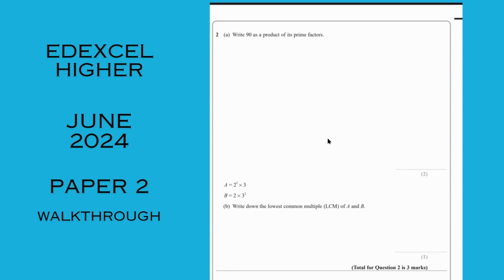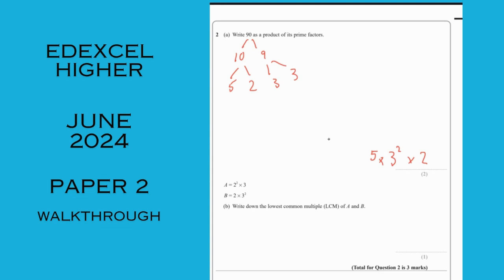2a, product of prime factors, good old factor trees. Whenever I see a 0 on the end, I always go for 10, because that's always a nice breakdown. So it just asks for a product, so you could just list them, but it never does any harm to pop it into index form as well. Perfectly acceptable.